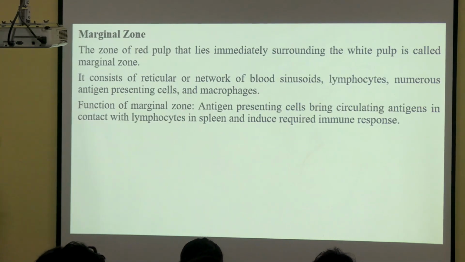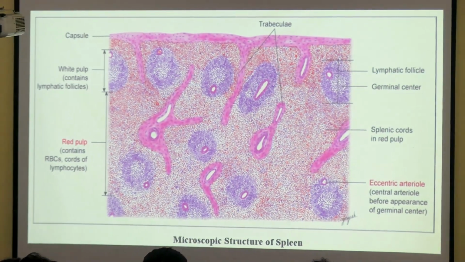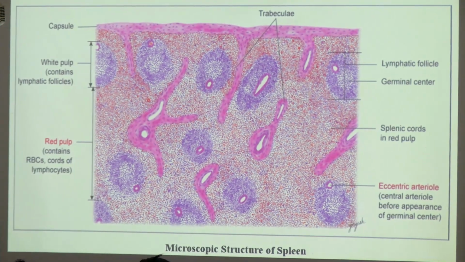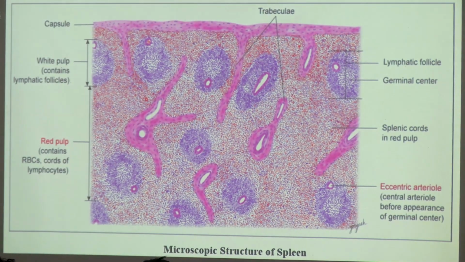Another diagram is there. Wait. This is an important diagram showing the microscopic structure of the spleen. So what is visible in this?